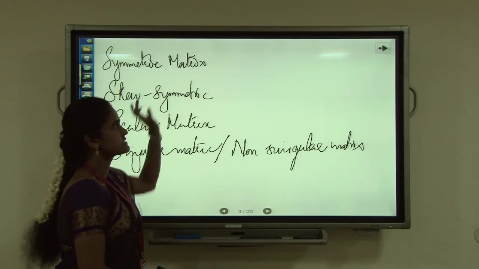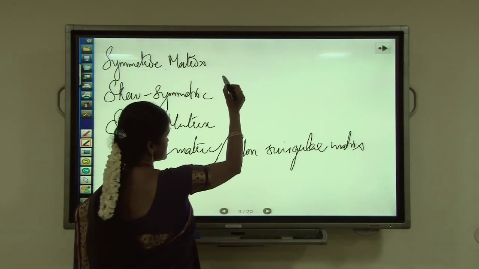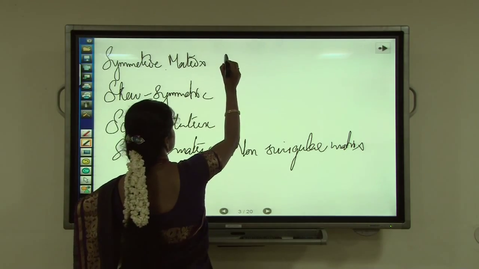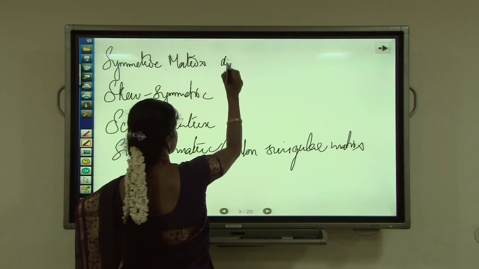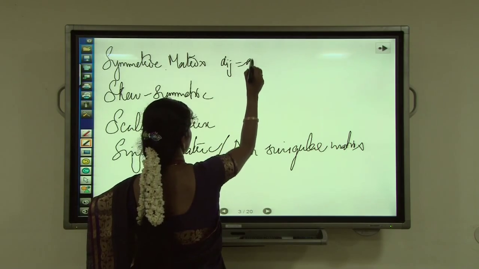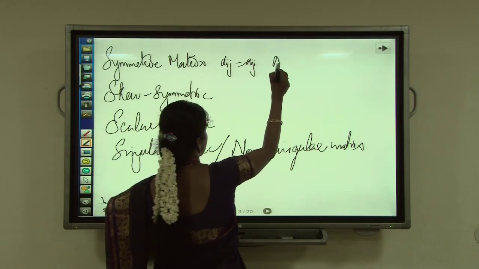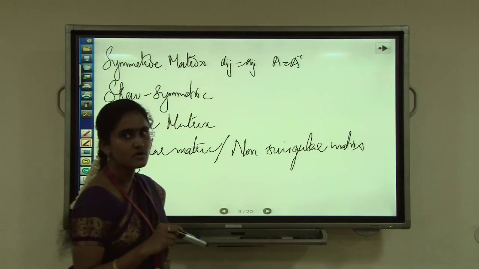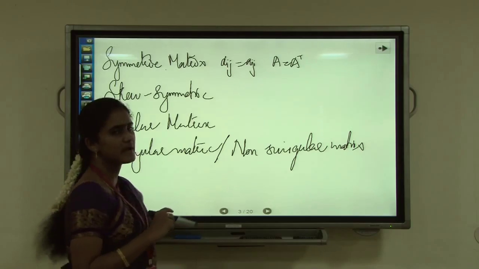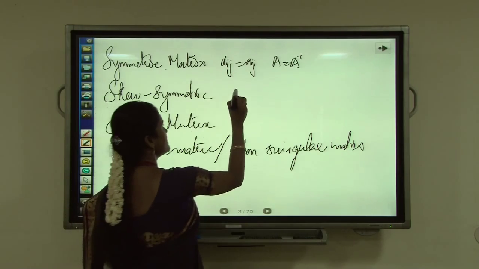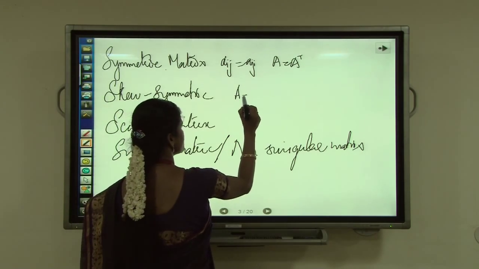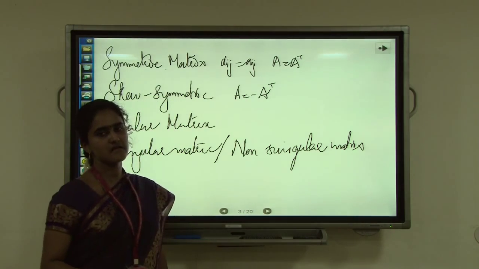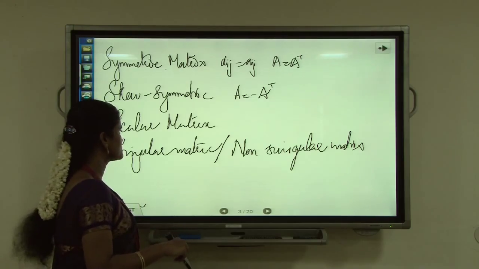What do we mean by a symmetric matrix? Even if you interchange your rows and columns, it is going to be the same. That is, a_ij would be equal to a_ji, that is, A should be equal to A transpose. In that case, we can call the matrix a symmetric matrix. A matrix is skew symmetric when A is equal to minus A transpose. In that case, we cannot say A and A transpose are the same, therefore it is skew symmetric.